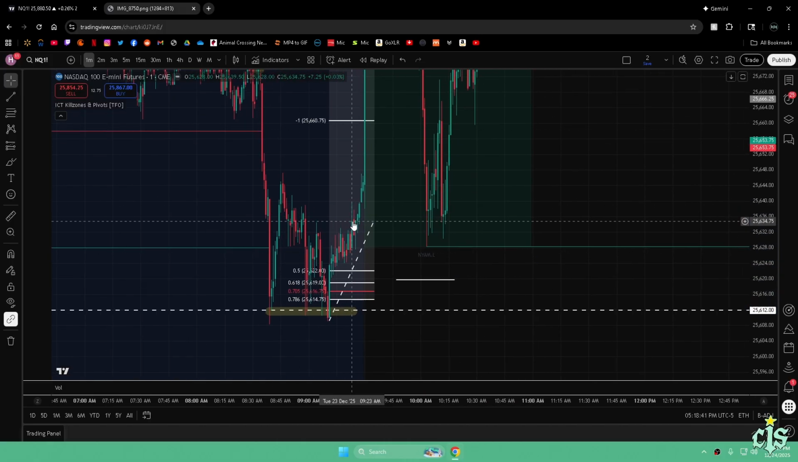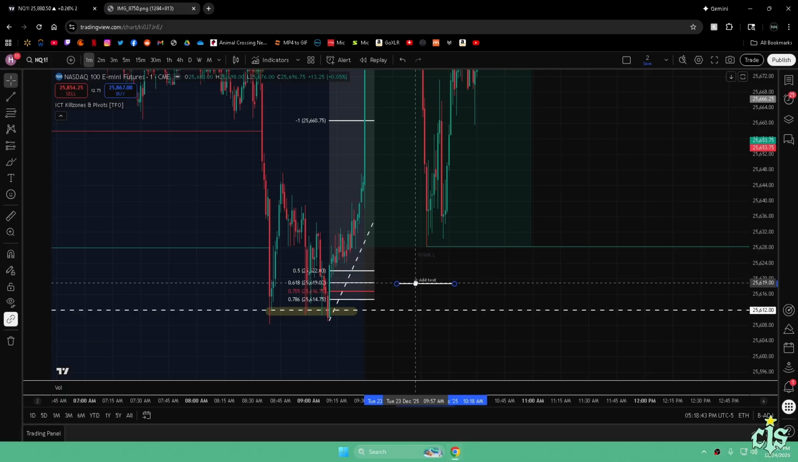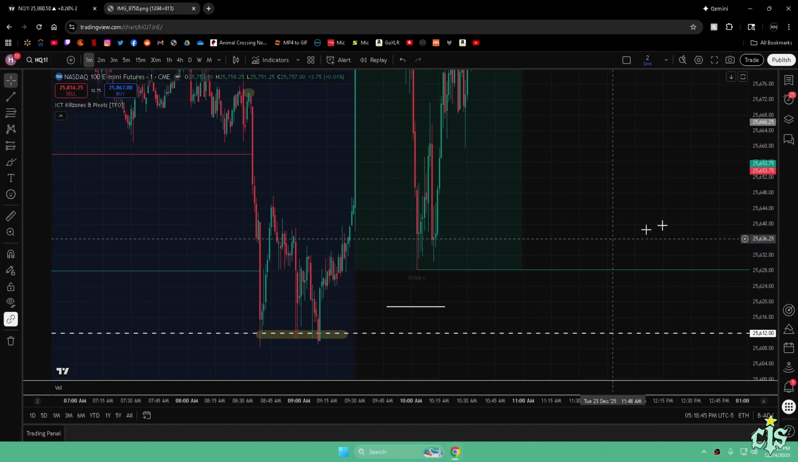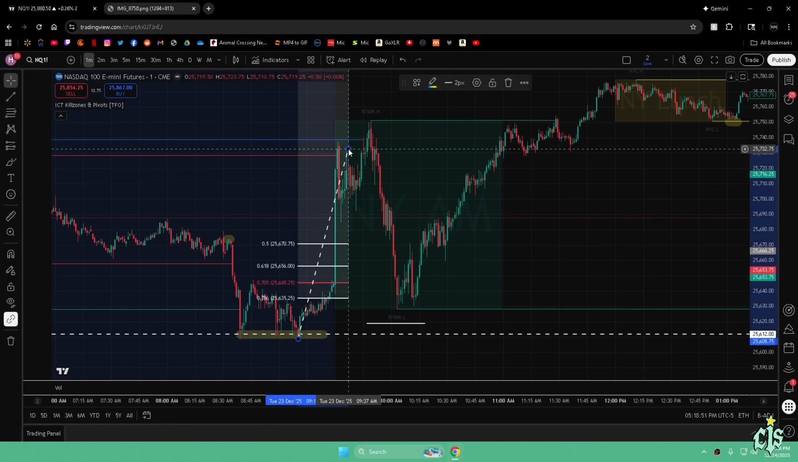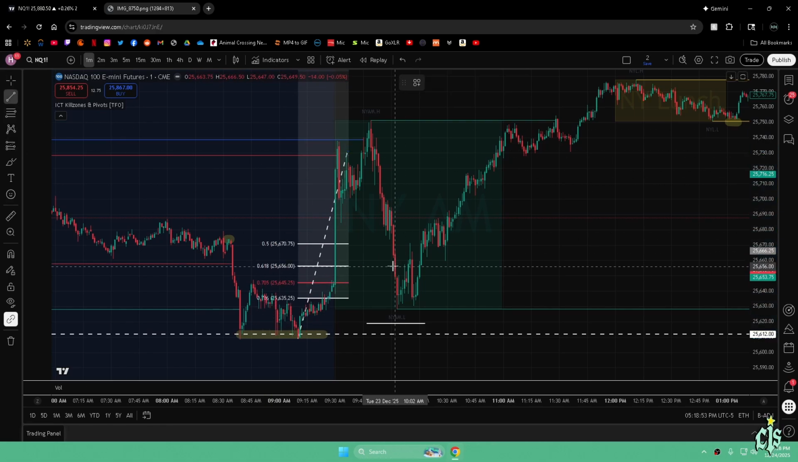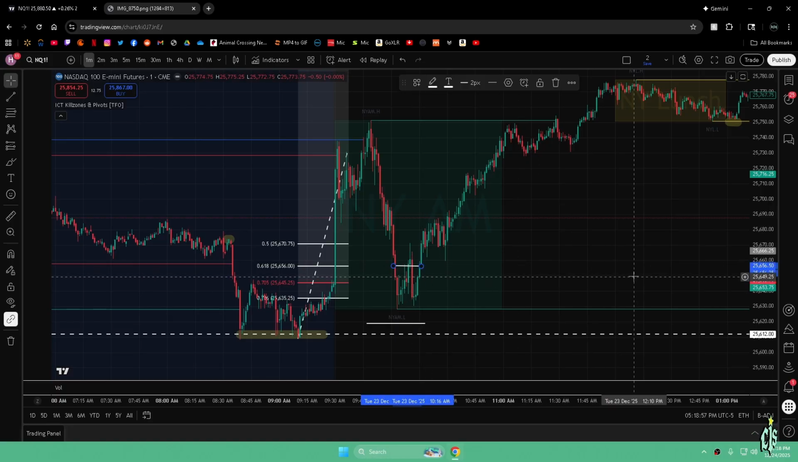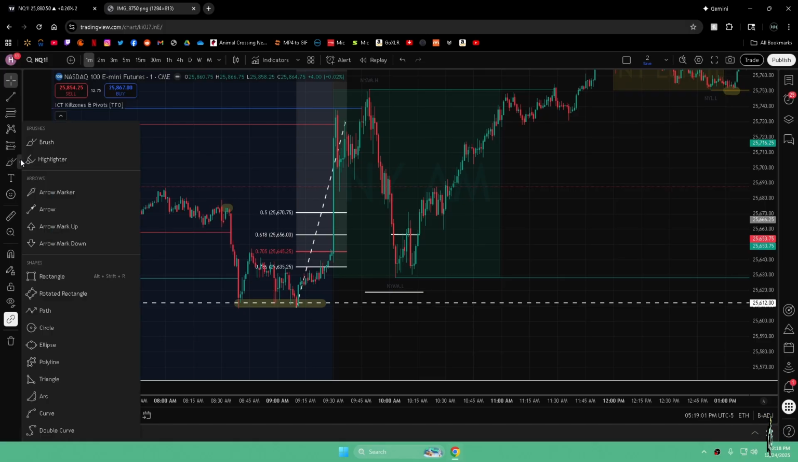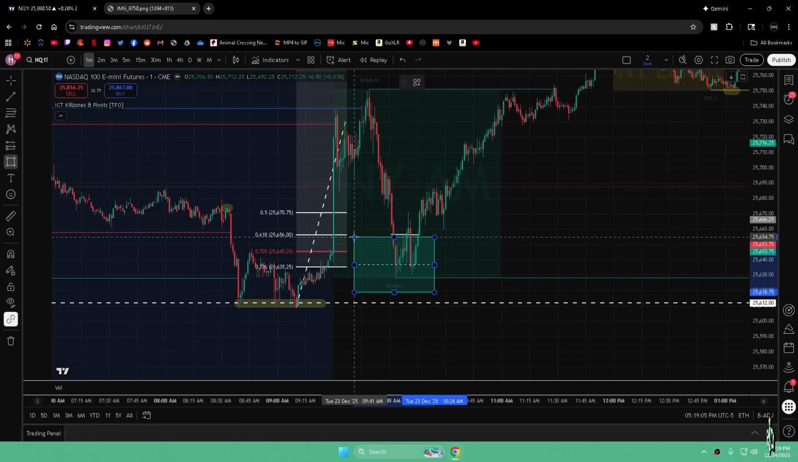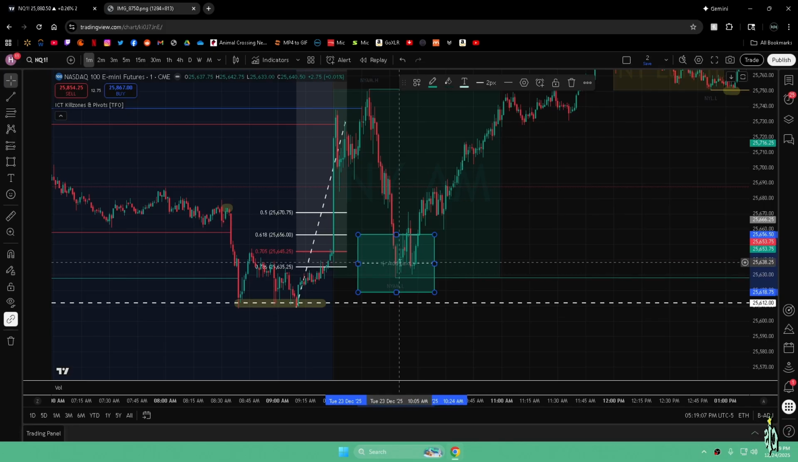So that's our first fib, and then let's get our second fib from the low to this high. Mark our OTE range. And instead of entering from either of these, you could have entered from our midpoint of these ranges. And this would have worked.